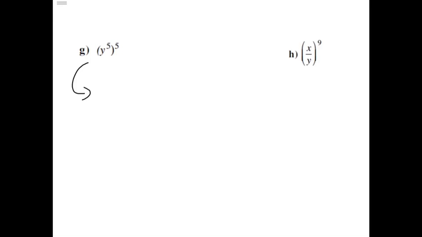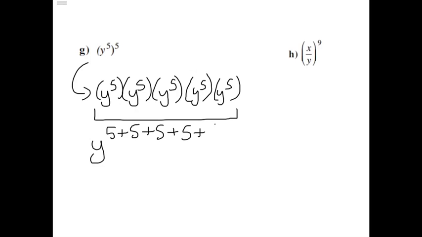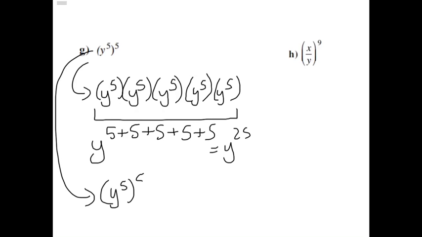The power of a power law is still being used for g. This is the same as saying y to the power 5 times y to the power 5 five times. So if you look at it in terms of the product law, this is the same as saying y to the power 5 plus 5 plus 5 plus 5 plus 5, which is basically y to the power 25. On the other hand, using the power of a power law, y to the power 5 in brackets raised to the power of 5, just multiply those two together, and you should get y to the power of 25.